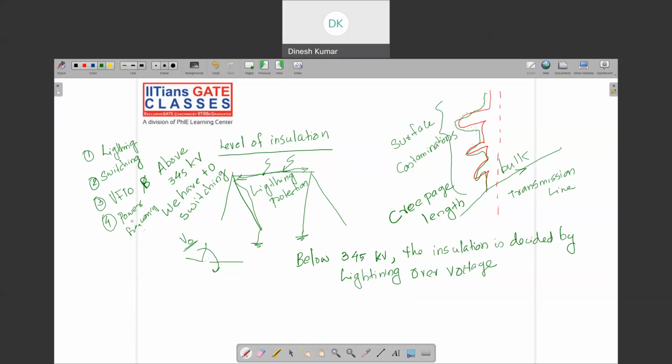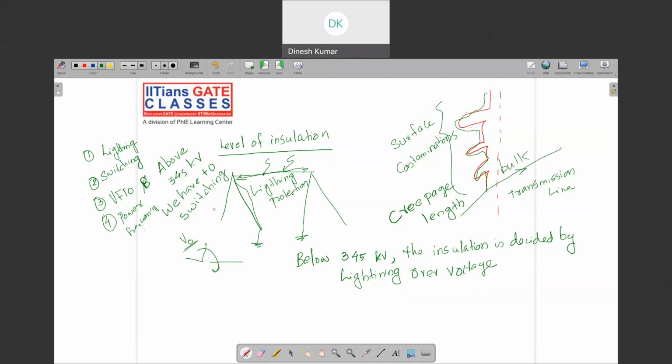So this is something very important. You should remember it when you are going for an interview or something. What are the different types of overvoltages? There is lightning overvoltage, switching overvoltage, VFTO, then power frequency overvoltage. So these things you have to remember. You can write these things in a book or something.